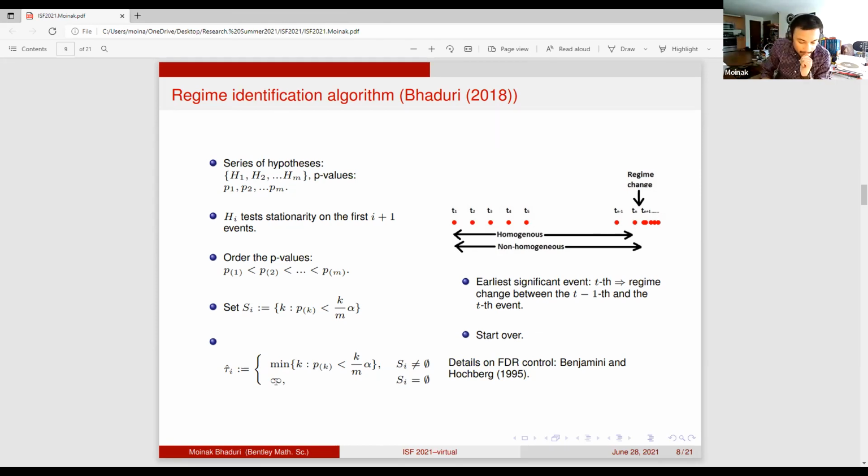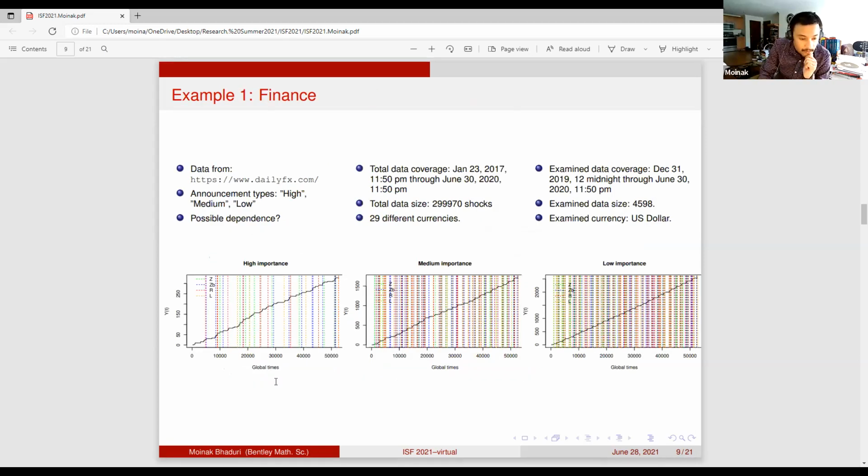So the next thing we did was we tried to check whether this algorithm is any good through a few real examples. Let me take a look at the time. Okay, doing good. The first example is from finance. For both these examples, we did a goodness of fit test prior to applying this machinery to check whether the self-exciting assumption is at all valid.